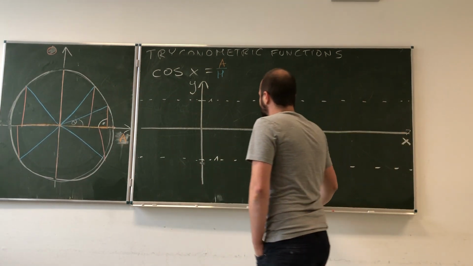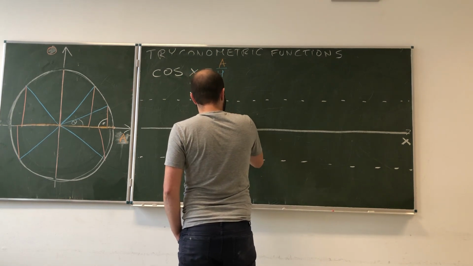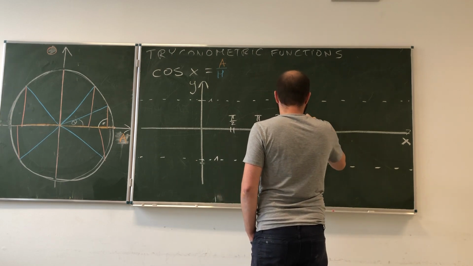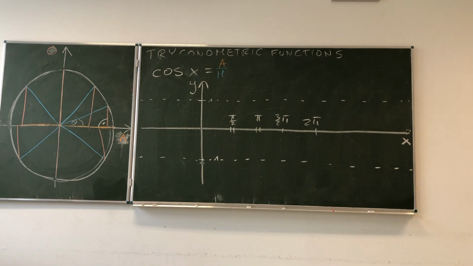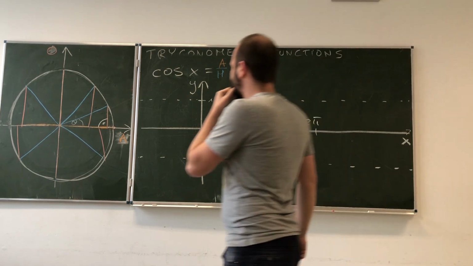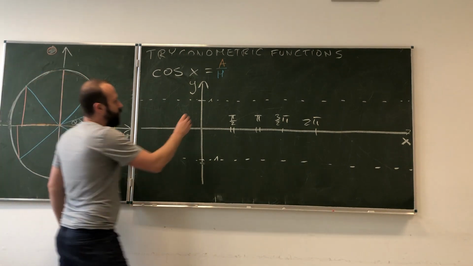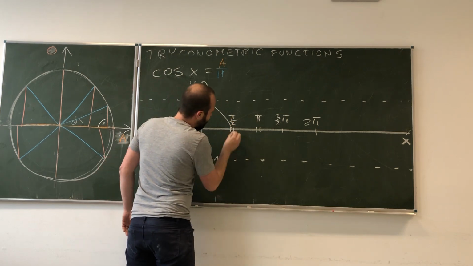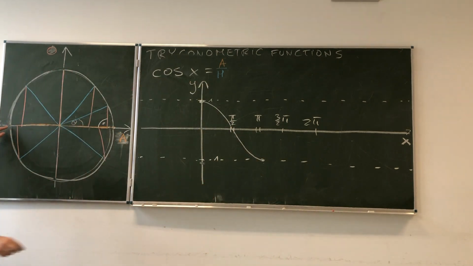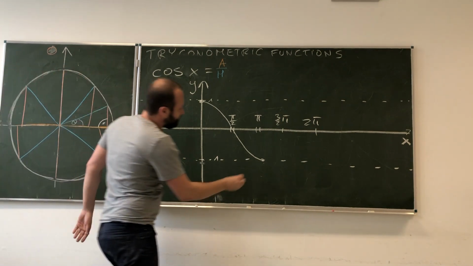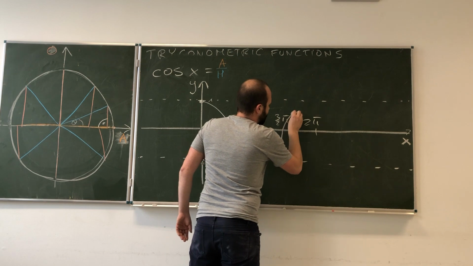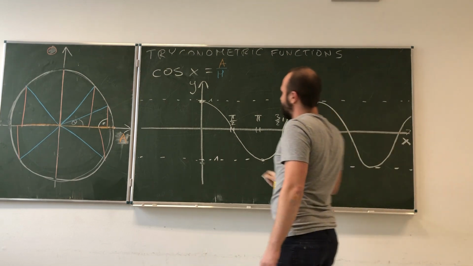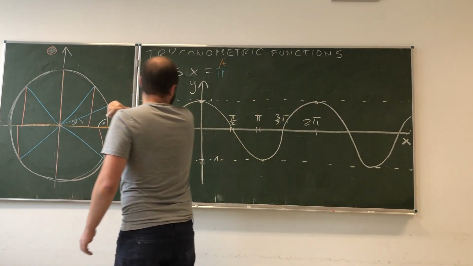Now, let's put some marks. We need to have pi over 2, pi, 3 over 2 pi, and 2 pi. That should be enough. Okay, so how should I draw it? Look, we started from the position of 1, so now it's shrinking to 0, and then after half a circle, remember, we reached negative 1. And then we just need to finish the full circle. And this is how cosine comes about.